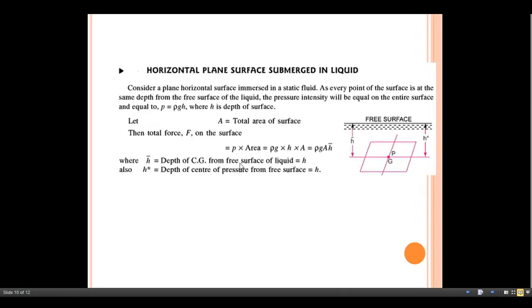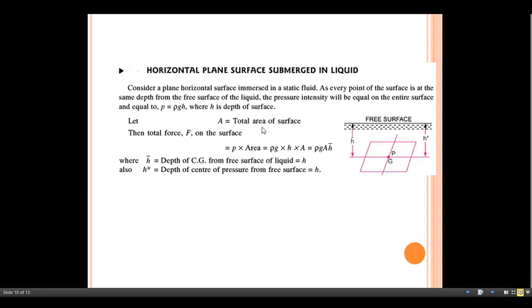Let us move towards the next case, that is the horizontal plane surface submerged in liquid. In this case, you just consider a plane horizontal surface immersed in static fluid, as every point of the surface is at the same depth. If you see any point lying here, that is at the same depth on the free surface. The intensity of the pressure will be equal on the entire surface and equal to rho gh, where this h is nothing but the depth of the surface.